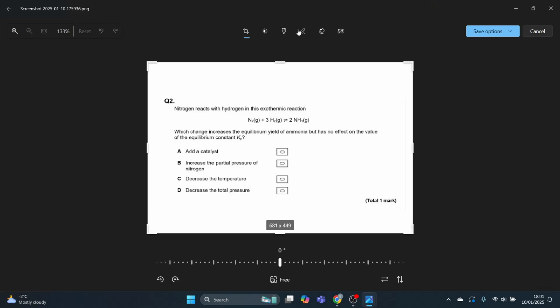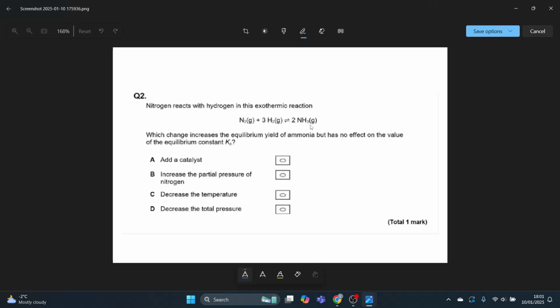Question 2. Nitrogen reacts with hydrogen, and the forward reaction is exothermic. Okay, so that's key. Delta H is negative. Do I know what the number is? No. But I know it's negative, and that's going to probably help me in this question. Which change increases the equilibrium yield of ammonia but has no effect on the value of the equilibrium constant Kp?